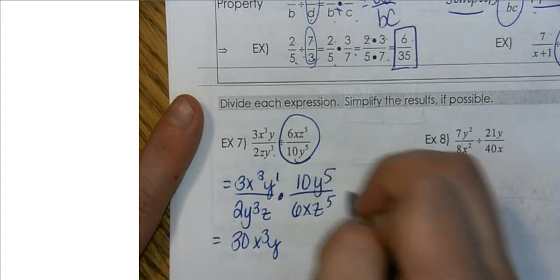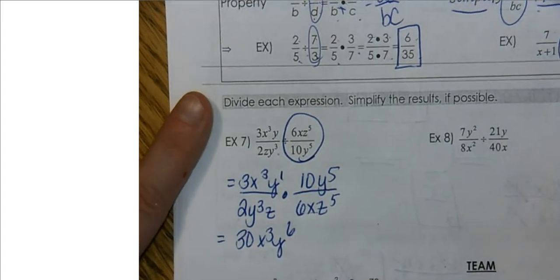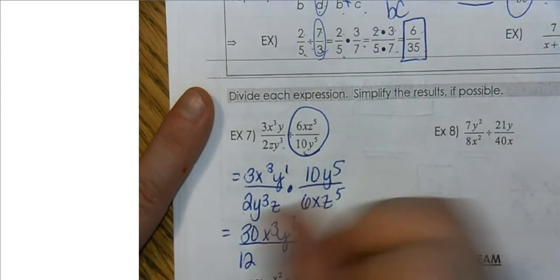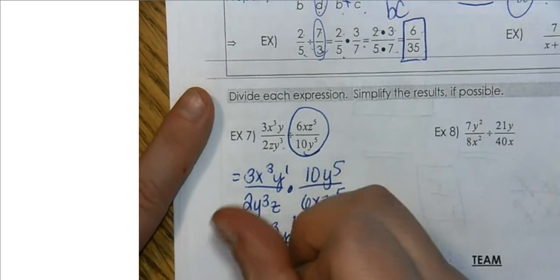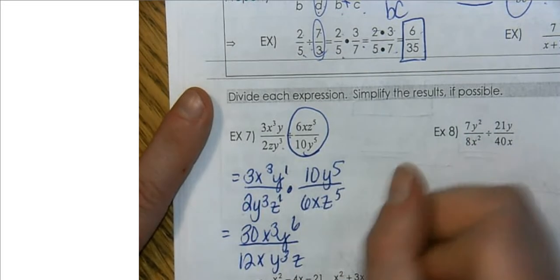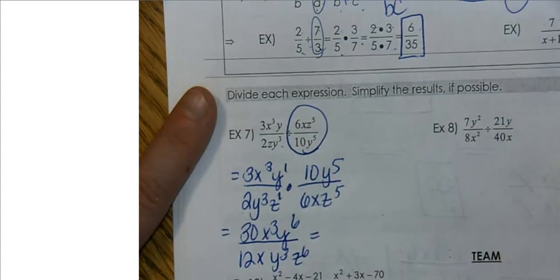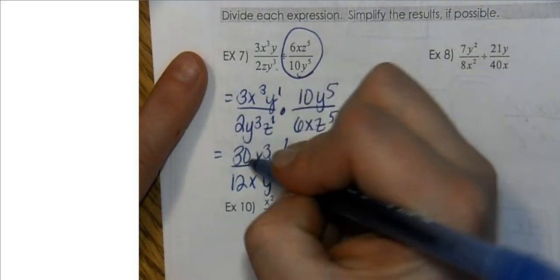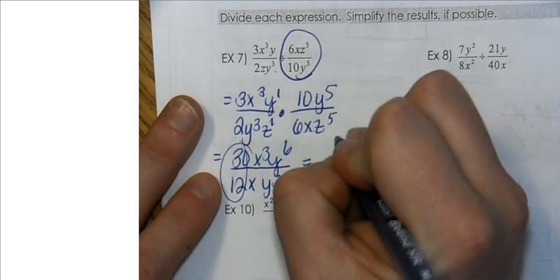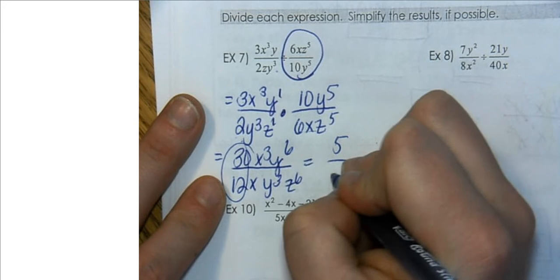it looks like to the 6th power. This is all over 2 times 6 is 12. I have an x, a y to the third, and then a z to the, what looks like the 6th power. So now I'm going to simplify my numbers. 30 over 12 are both divisible by 6. 30 divided by 6 is 5. 12 divided by 6 is 2.